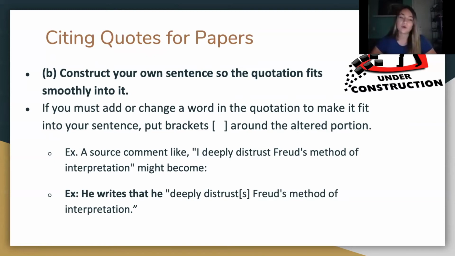So for example, I wrote a source comment like, "I deeply distrust Freud's method of interpretation," which might become this: He writes that he, which is your own writing, "deeply distrust[s] Freud's method of interpretation." I put the s on distrust because that was not part of the original writing. That's part of my own writing. So those are just a few things to think about when you're putting a quote into your papers. All right, now we'll go to the next one.